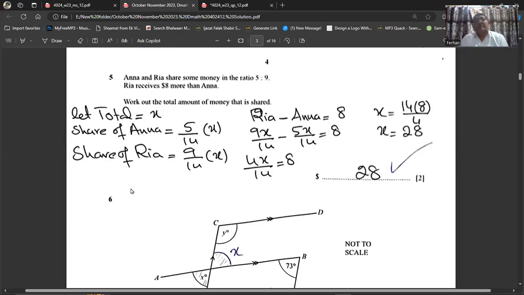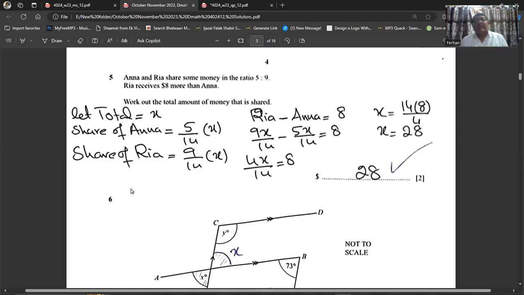Anna's share is her ratio divided by the sum of ratios multiplied by the total. So it will be 5/14 into X. The share of Ria will be her ratio divided by the total sum of ratios multiplied by the total money to be divided. So 9/14 into X. They say the difference between them is $8. The amount Ria will get minus the amount Anna will get. The difference between them is $8.